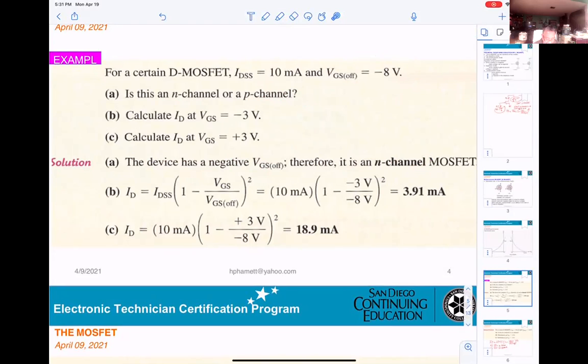They want to calculate the ID at VGS equal minus 3. ID equals IDSS times 1 minus VGS over VGS off, squared. Okay, so they calculate, they get 3.991 milliamp. For VGS equal 3 volt, the same formula will be applied. The difference is right here, this is a 3 volt and this is a negative 3. So the calculation gives you 18.9 milliamp.